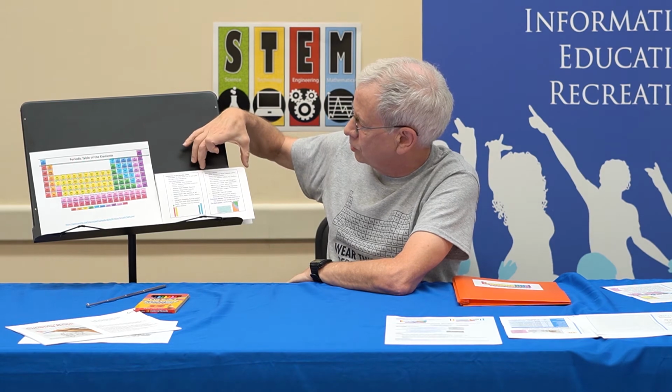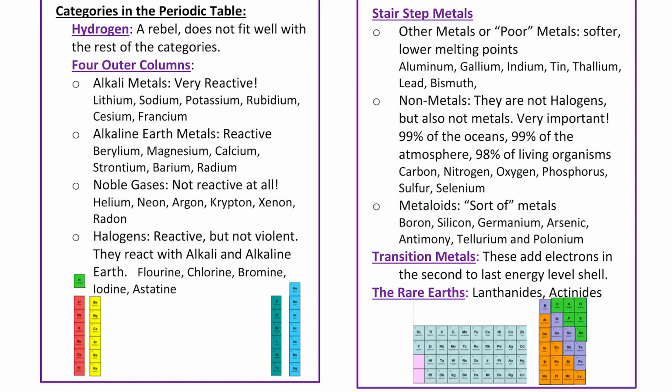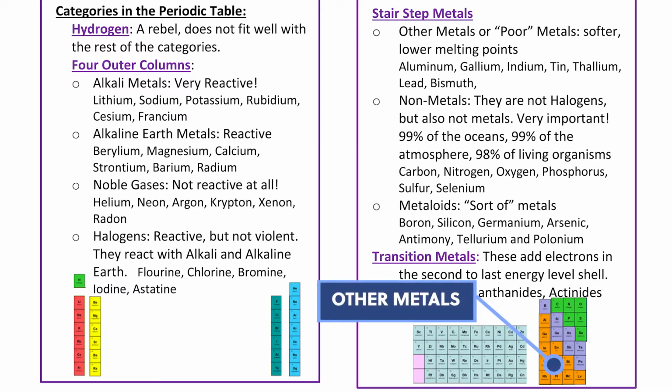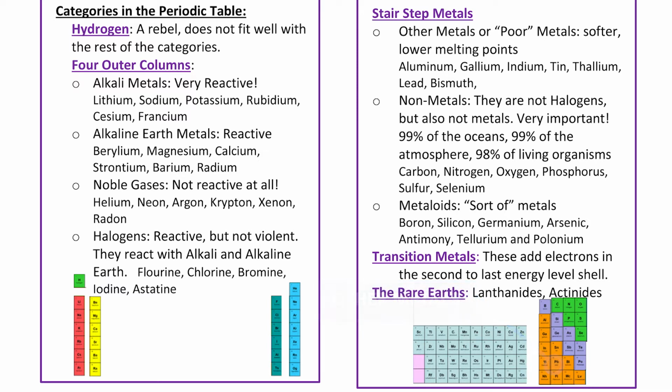The next set of information I want to talk about is called the stair-step metals, and that's this block over here. The first group is called the other metals, or the poor metals. These are the ones that are in green on your large periodic table, or they're in orange on your take-home paper. And these metals have low melting points. In general, they are softer metals. We've all heard about aluminum, but they also include gallium, indium, tin, and lead.